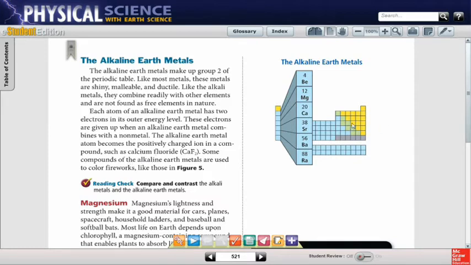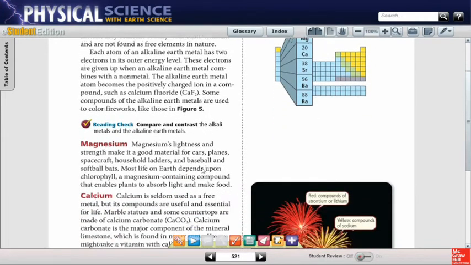And if it's mixing with fluorine, which is over here, fluorine only has 7 in its outer shell, so it would like 1. So if you're mixing calcium with fluorine, that's why it says CaF2, because calcium has 2 electrons it gives off, and it gives them off to 2 fluorine atoms. That's what it's saying. I have 2 to give away. Well, here's fluorine with 2 to take those free electrons. Some compounds of the alkaline earth metals are used to color fireworks, like those in figure 5. We just saw those.